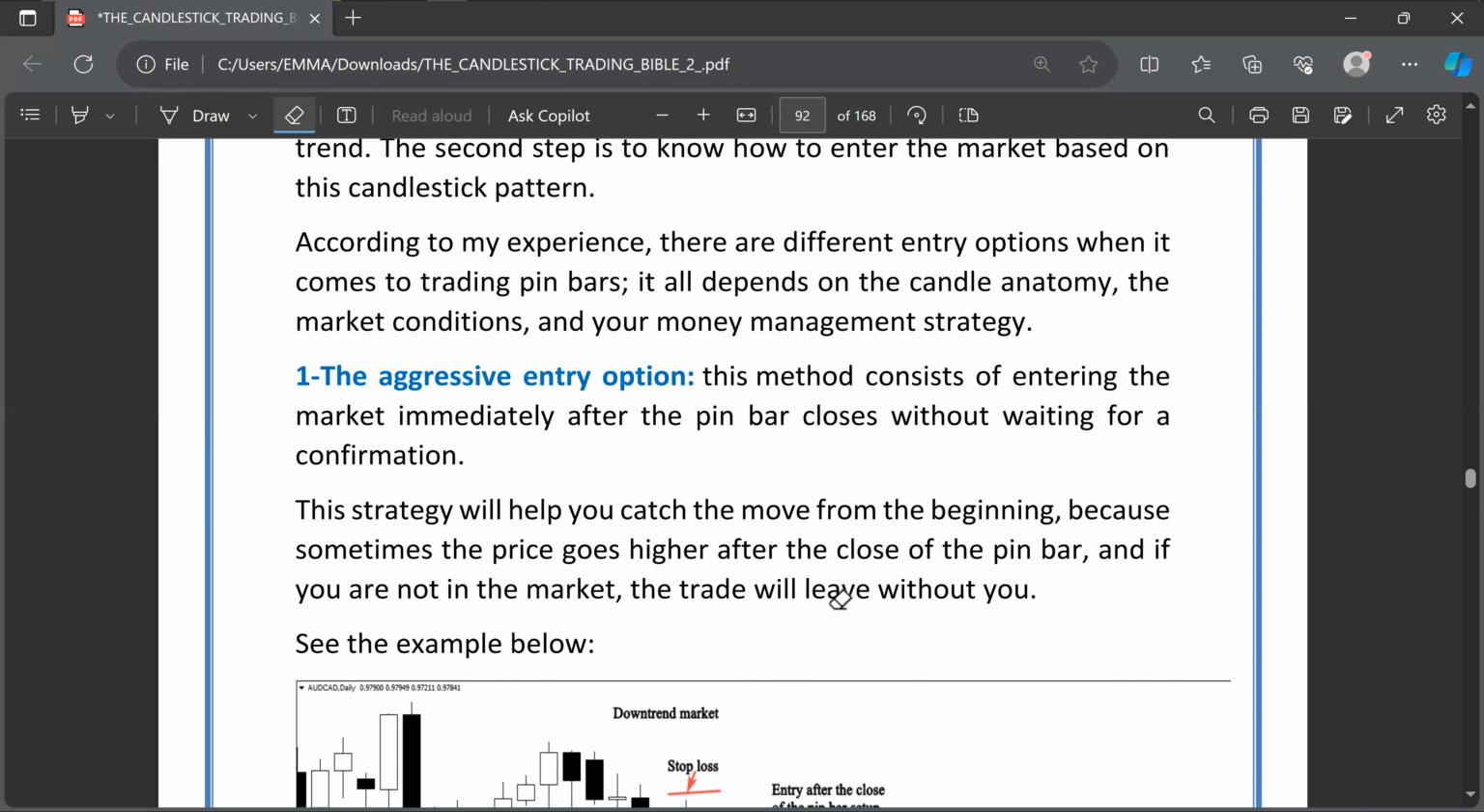So this method consists of entering the market immediately after the pin bar closes without waiting for confirmation, right? The moment they see the pin bar formation, boom, they enter. This strategy will help you catch the move from the beginning, because sometimes the price goes higher after the close of the pin bar. And if you are not in the market, the trade will leave without you, right?